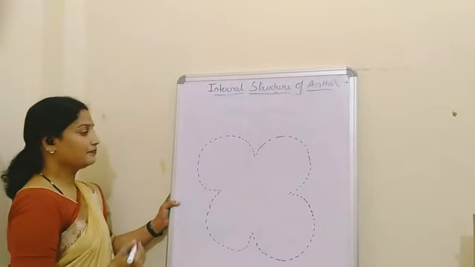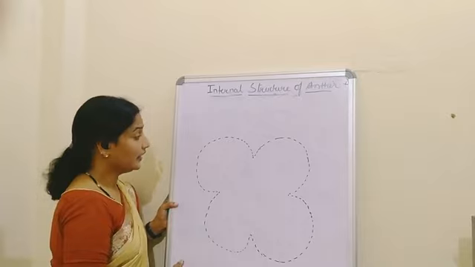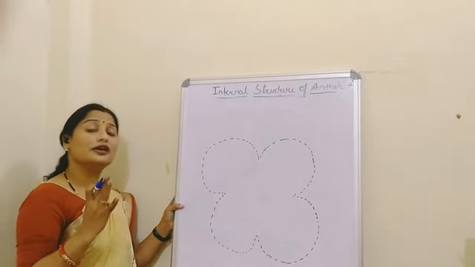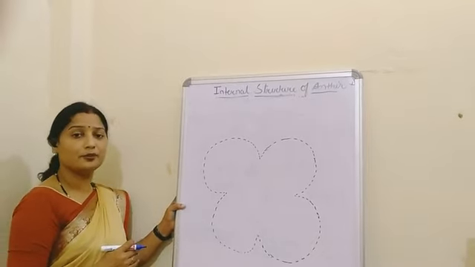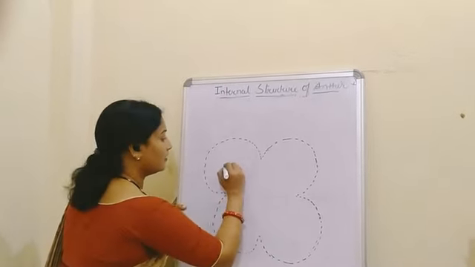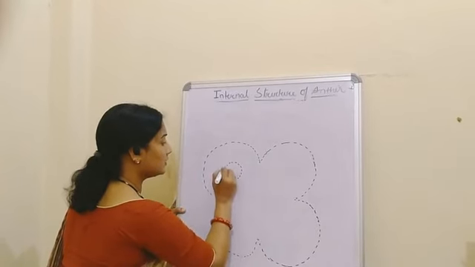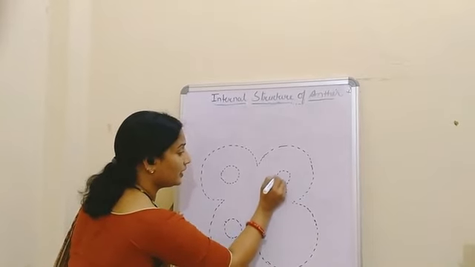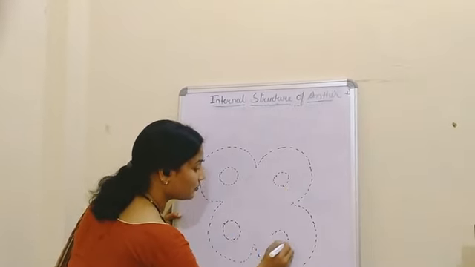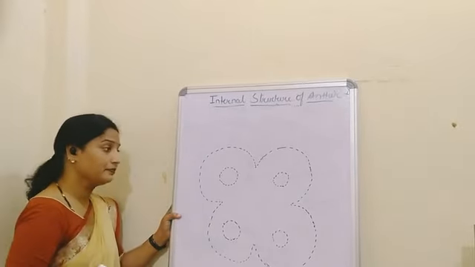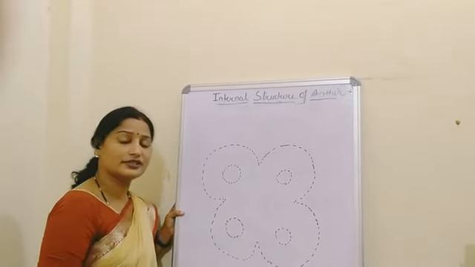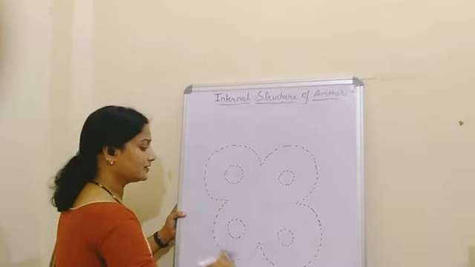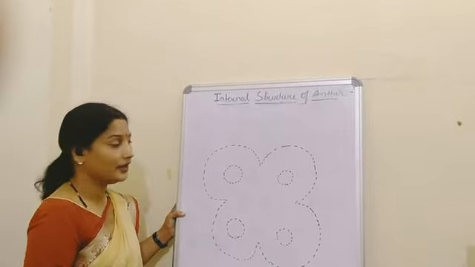Now, see, this is the TS of an anther. This TS of an anther consists of 4 layers, and these 4 layers are protective in nature. Now, first we draw in between. I have already told you that this is called the microsporangia or microsporangium, and when it matures it is called the pollen sac. So this is the microsporangia, and this is the TS of the anther.